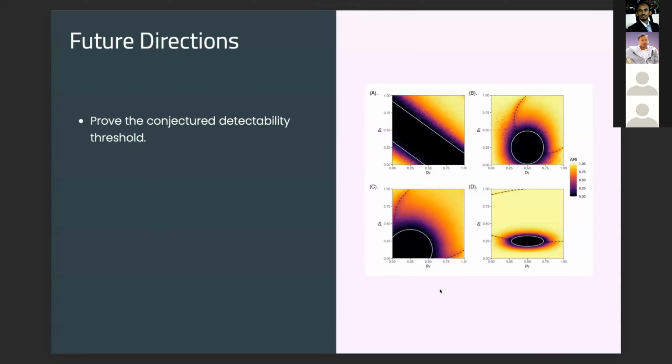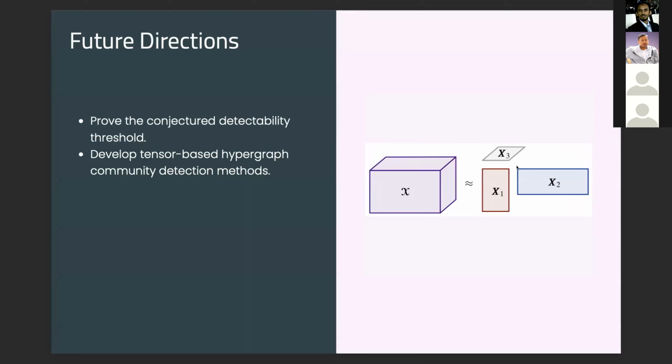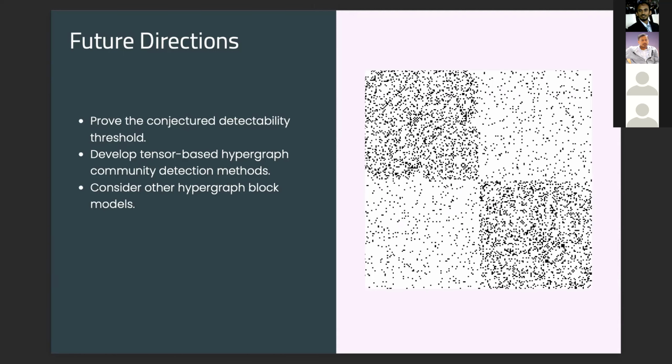Some future directions: prove the conjectured detectability threshold, so prove that these regions are truly exactly as described. Additionally, a really wonderful contribution would be to show that this corresponds to some information theoretic threshold. In a different mode, we'd like to go back to the idea of using tensor-based representations of hypergraphs to develop community detection methods, but this will require some machinery development. We'd also like to consider other hypergraph block models with additional and more complicated structure.